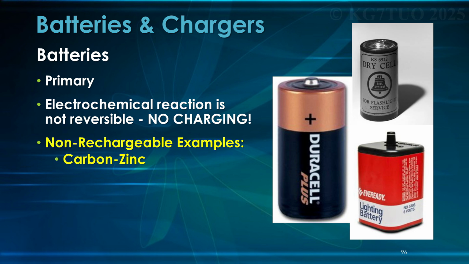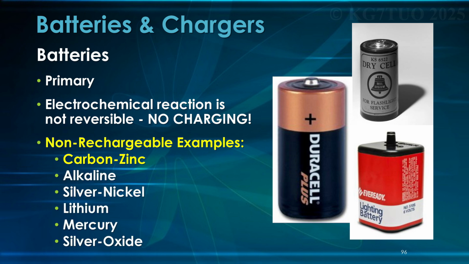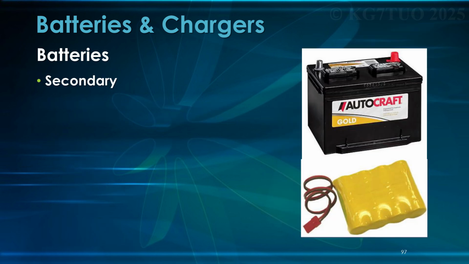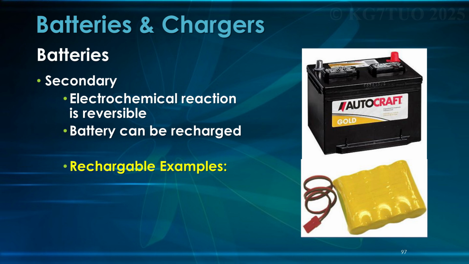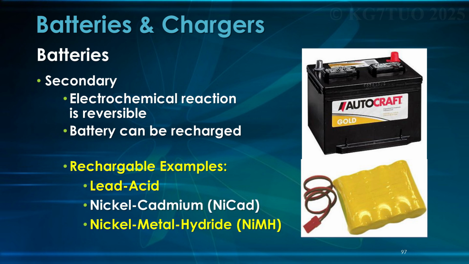Non-rechargeable examples are carbon zinc, alkaline, silver nickel, lithium, mercury, silver oxide. So secondary batteries are rechargeable batteries. The electrical chemical reaction is reversible. The battery can be recharged. The examples include lead acid, nickel cadmium, nickel metal hydride, and lithium ion.